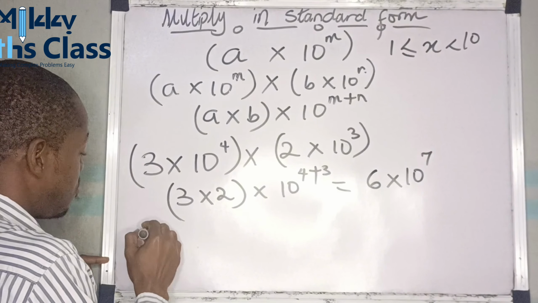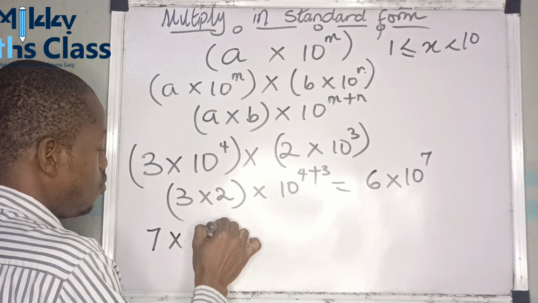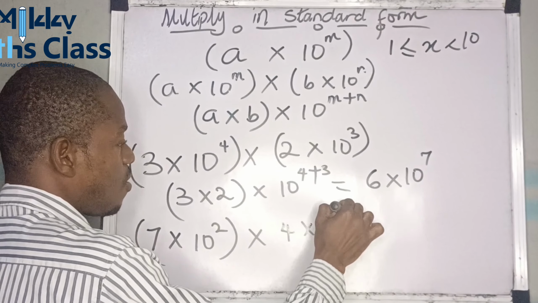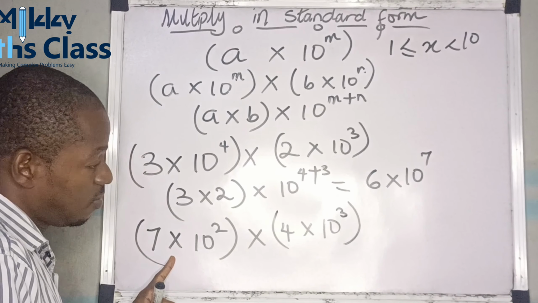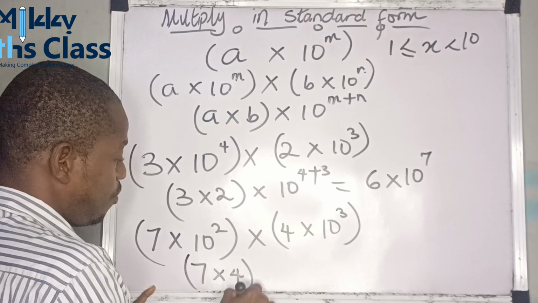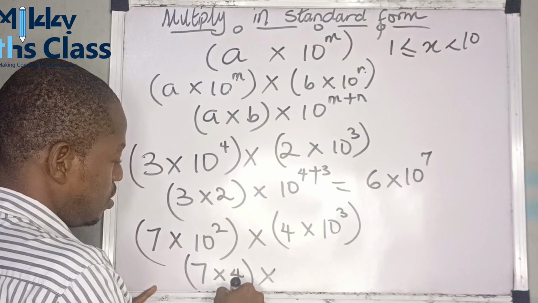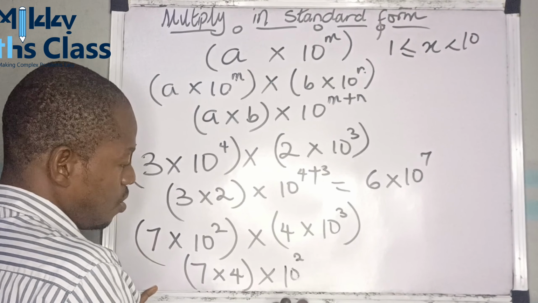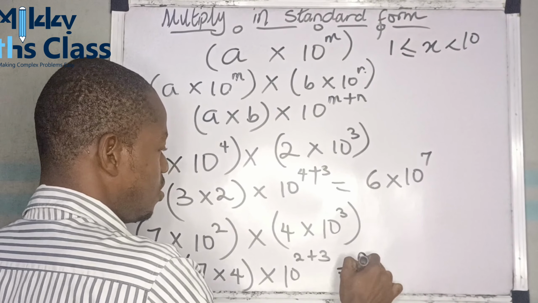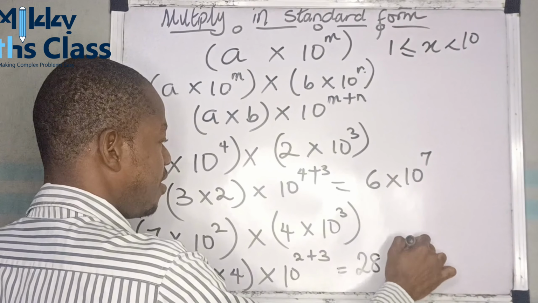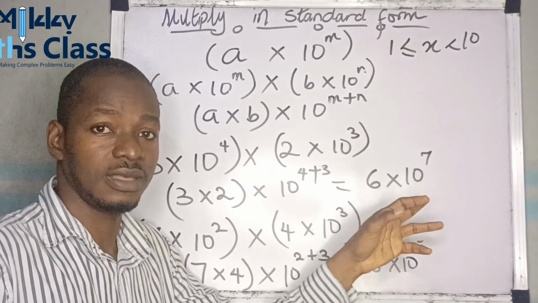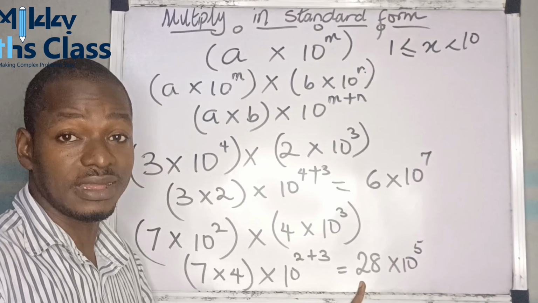Let's take another example. You can have something like this: 7 times 10 to the power of 2 times 4 times 10 to the power of 3. Now this becomes, let's bring it out again: 7 times 4 times 10 to the power of 2 plus 3. Of course, we add these two powers. 7 times 4 is 28, so 28 times 10 to the power of 5. But this is not the answer, because we said that our a must range from 1 up to, but be less than, 10. 28 is bigger than 10.